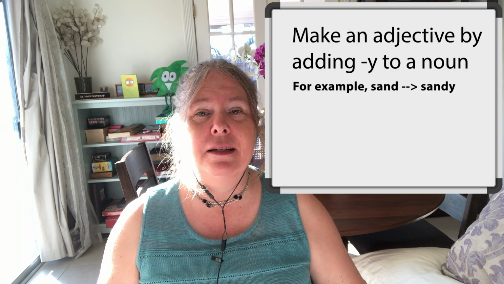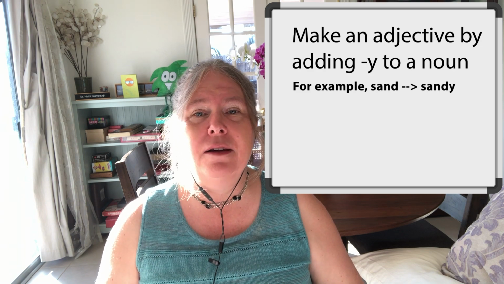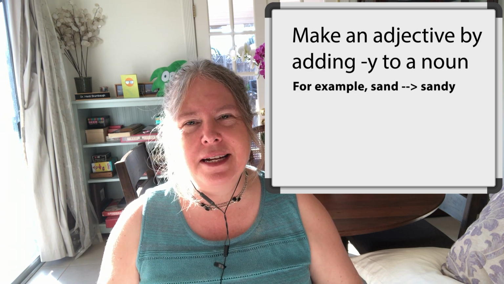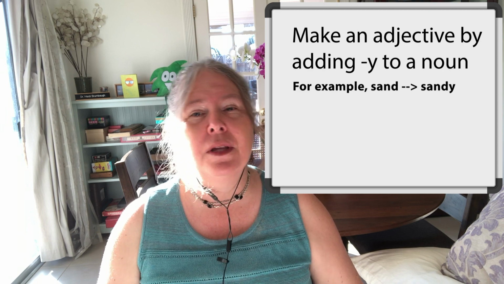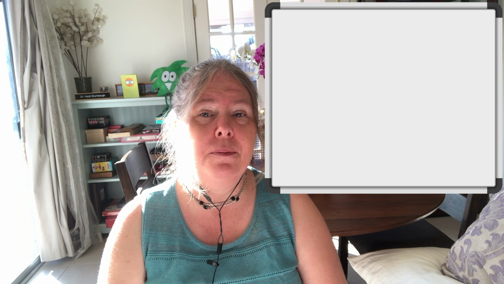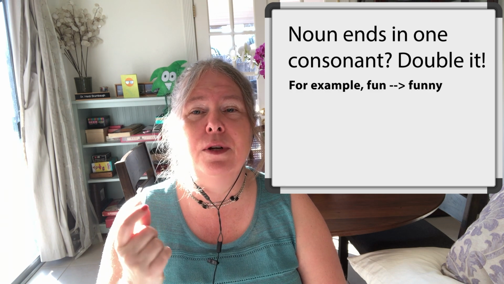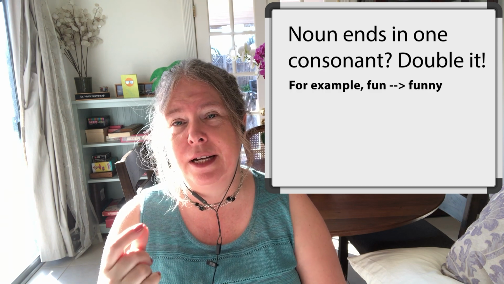Today I want to talk to you about changing a noun into an adjective by adding Y to the end. In most cases, the adjective meaning is close to the noun meaning. For example, something that is sandy has a lot of sand on it. You'll see some examples using your vocabulary words for this week. If the word ends in more than one consonant, you can usually just add Y. If it ends in just one consonant, you need to double the consonant. For example, fun and funny. I'll even show you an irregular example.